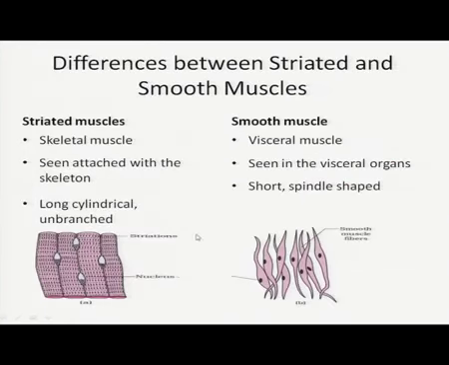Now, you can identify the differences between these two different types of muscles, striated muscle and non-striated muscle or smooth muscle. Striated muscle is known as skeletal muscle because they are attached to the skeleton. Smooth muscles are known as visceral muscles because they are seen in the visceral organs or internal organs. Striated muscles are long and cylindrical and they are unbranched. Here these are short and spindle shaped.